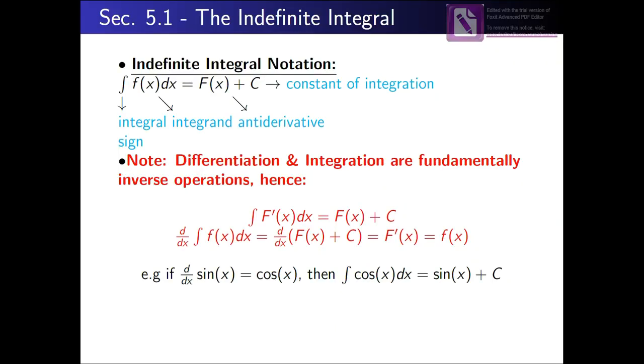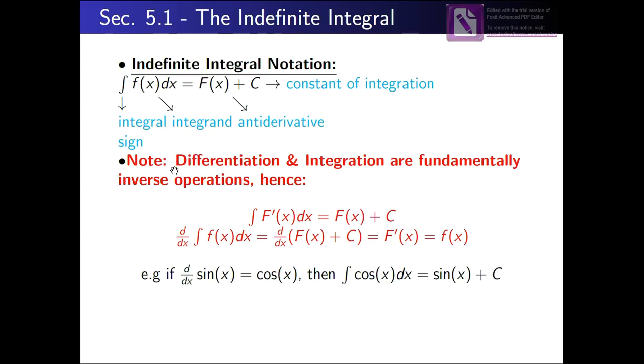Here we have the indefinite integral notation. The integral of f of x dx is equal to capital F of x plus c. This sign is the integral sign. This one is the integrand, f of x. This capital F of x is the antiderivative. C is the constant of integration. So we have the integral sign, the integrand, the antiderivative, and the constant of integration.